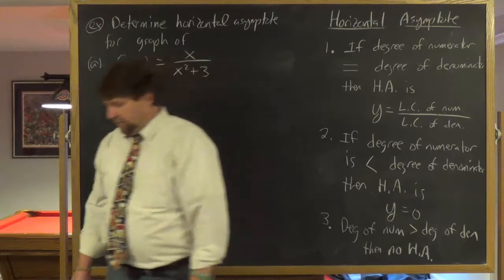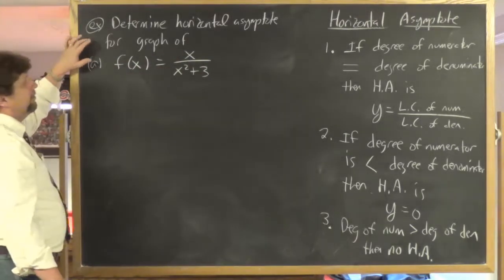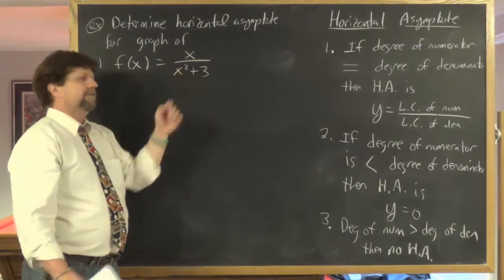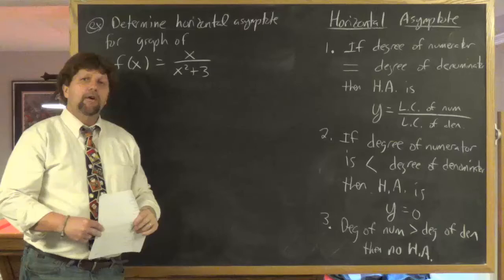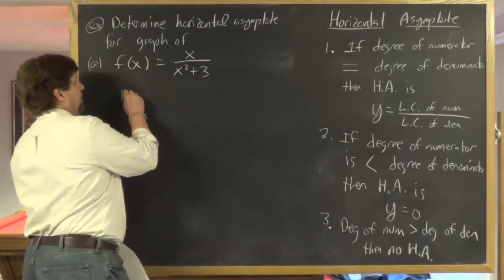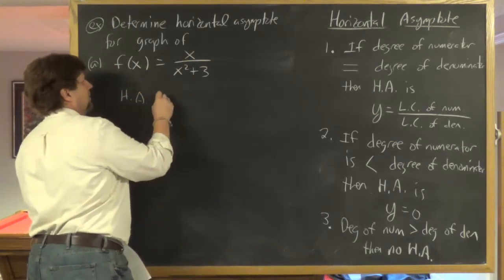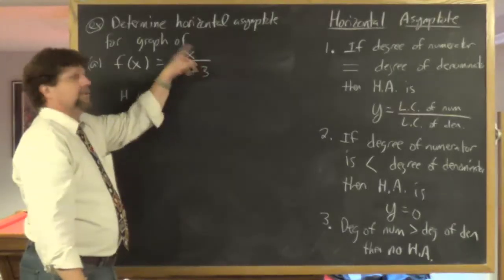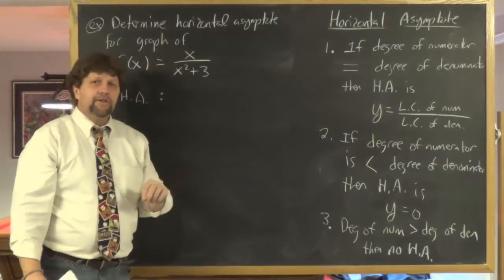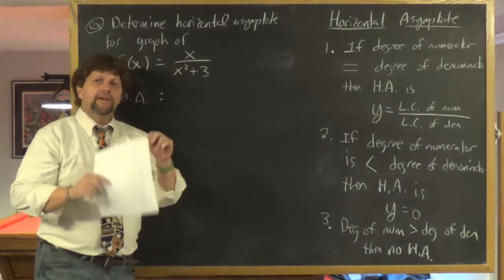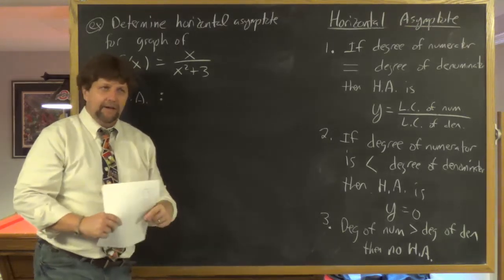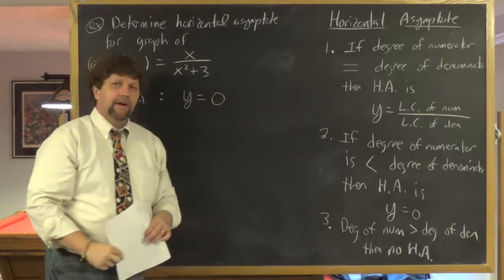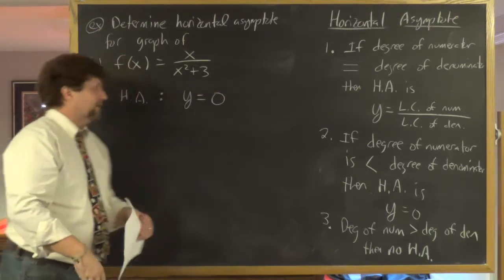So I have up here a quick example. Determine the horizontal asymptote for the graph of, and here's the first rational function, x over x squared plus 3. So what's the horizontal asymptote? Well, notice that the degree of the numerator is 1, the degree of the denominator is 2. So the degree of the numerator is less than the degree of the denominator. That means the horizontal asymptote is the line y equals 0, also known as the x-axis.